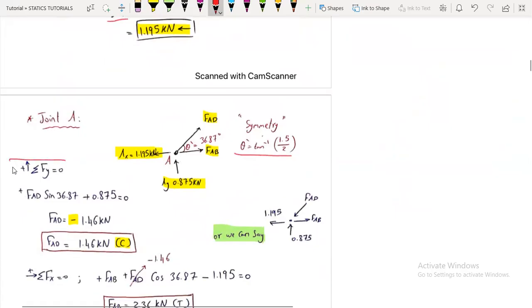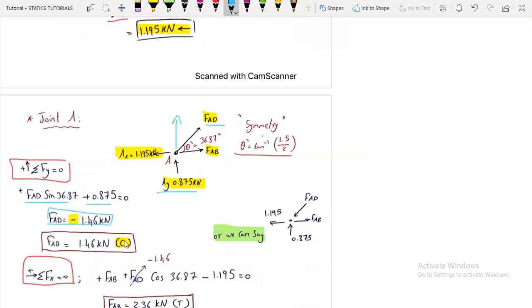Now, we have said that the maximum number of unknowns at every joint is 2, because we have only 2 equations. Unlike the method of sections, where we can use the moment equation, we will see that later. So here, just apply the equation. Sorry, here we are starting with Fy. So FAD sine the angle gives the vertical component, which is positive, plus the reaction at AY equals 0, and we get FAD to be a negative value. So it is a compression force.